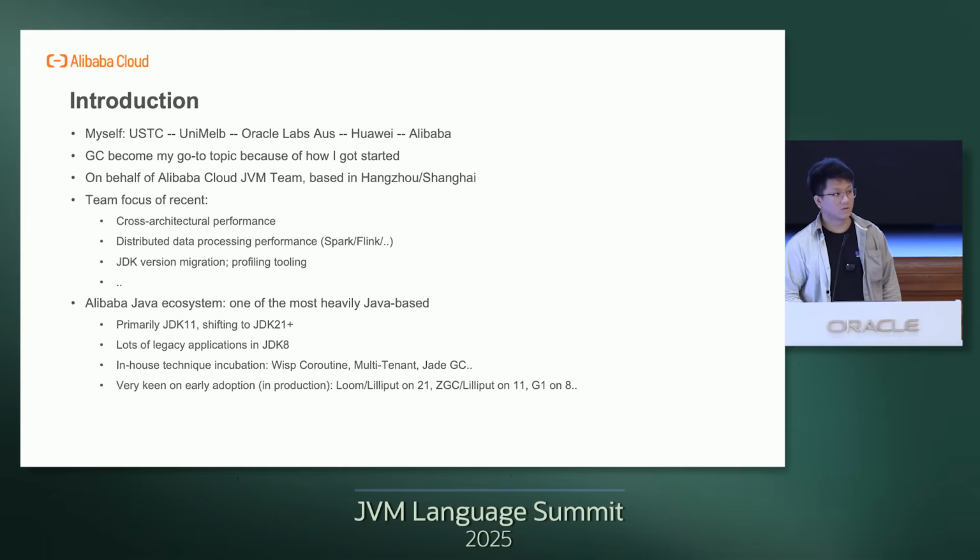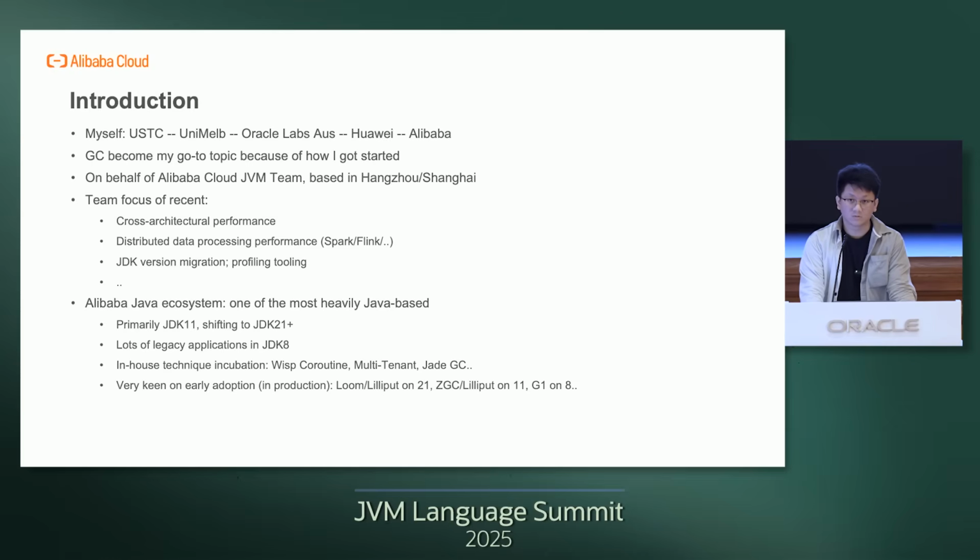It's my first time being here, so I think it's better to do a little bit of introduction. These are the places I've worked for or studied in. I started doing JVM about 5 years ago, and when I started, I did GC-related stuff, so it has become my go-to topic. As you can see, I will use some examples with GC later in my talk. And I'm here on behalf of the Alibaba Cloud JVM team.